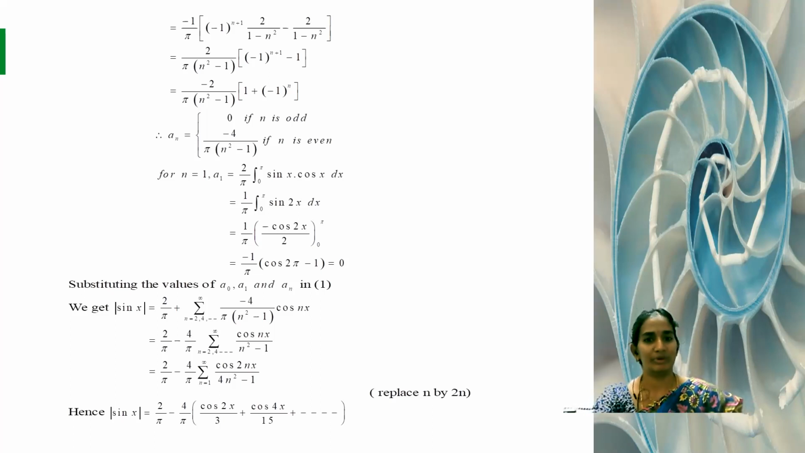So depending upon n values, odd and even, this value is expressed in your an. So an is equal to 0 when your n value is odd. When n is even, your value is minus 4 by pi (n square minus 1) if n is even.